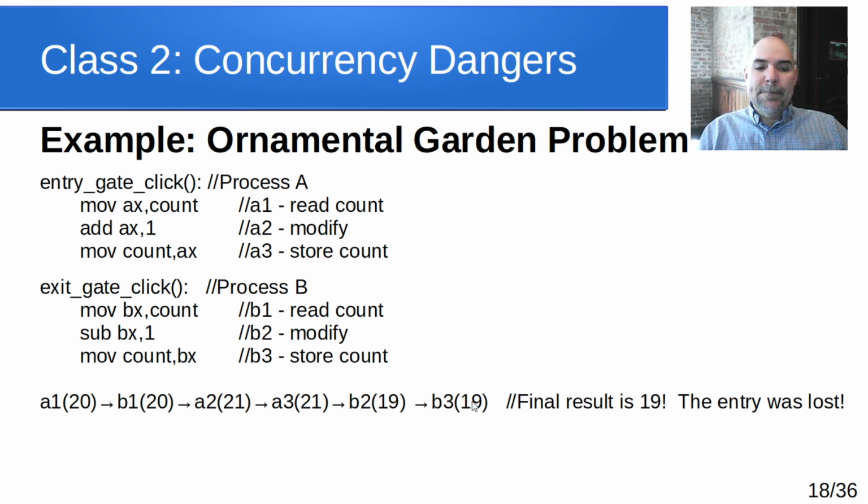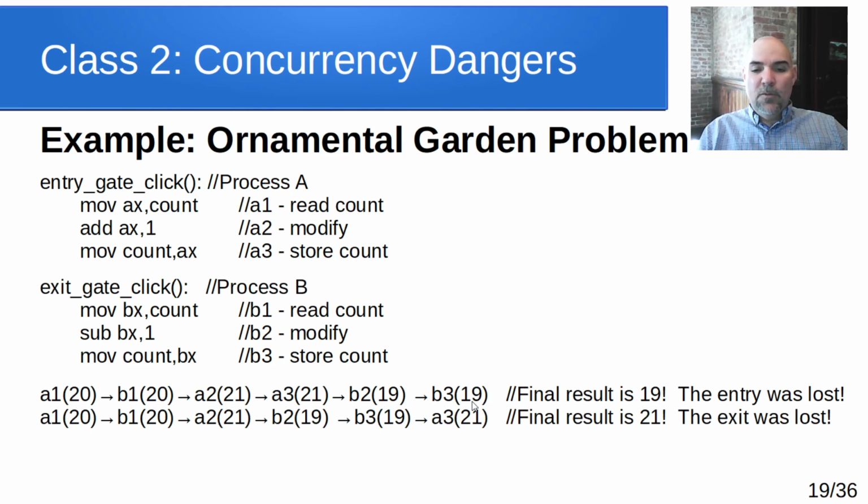Now, let's look at another one where it loses the 19. It's kind of the same process. So A1 and B1 both pick up the 20 that's there originally. A2 then runs and adds. B2 then runs and gets the 19. B3 then restores the 19. A3 puts a 21. Now we've lost the one leaving. So the exit was lost in that case.